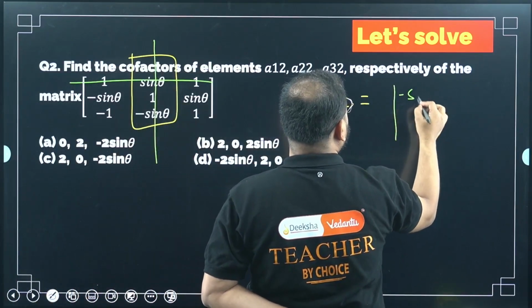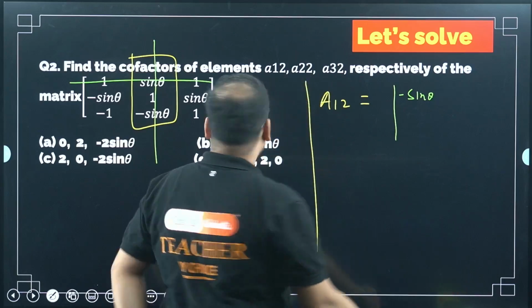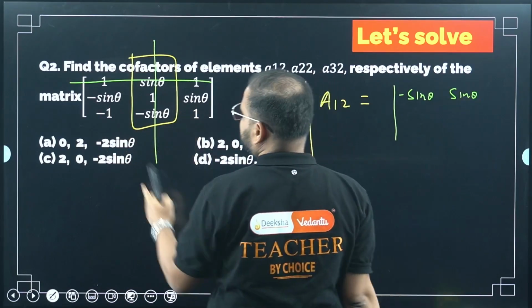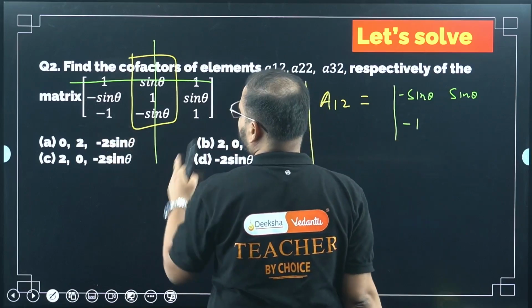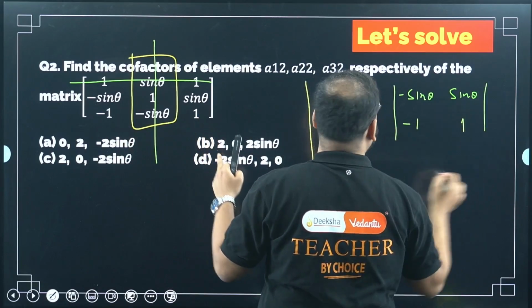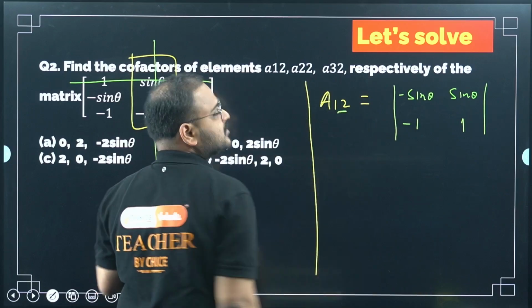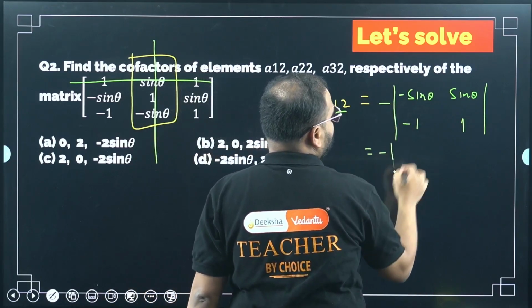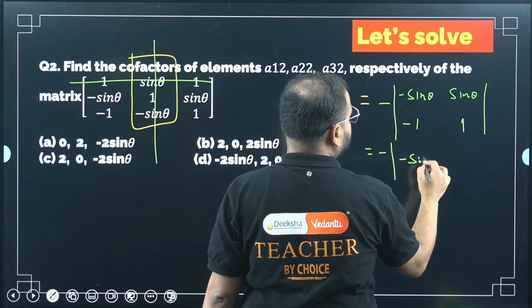So minus sine theta. Please check. This is plus sine theta. This is minus 1. And this is plus 1. Now A12 means odd or even? Sir, odd means negative sign. Please simplify. This is going to be minus sine theta.